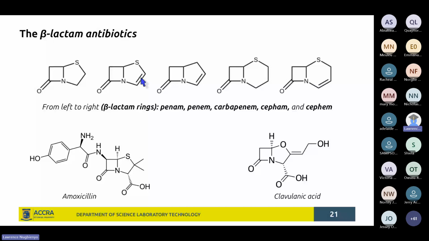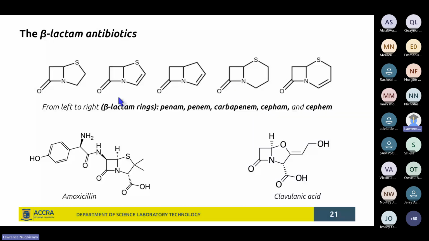You also have carbapenem, and the next will be cephem. That cepham now has this sulfur here, and this ring is now a six-sided ring. If you look at the first three rings, you have a four-sided ring with a five-sided ring fused to it. You see the fourth one is now a six-sided ring. That's a cepham. And then if you have a double bond in there, you now have a cephem. That's not all. You have some other rings anyway. It's not exhaustive, but generally these are the rings that you see.